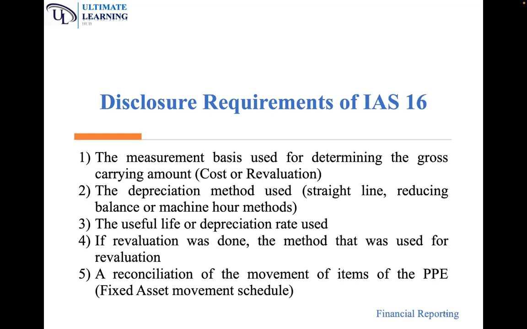Number 4, if revaluation was done, the method that was used for revaluation. How did you revalue the asset? And number 5, a reconciliation of movement of items in the PPE. In other words, the PPE movement schedule. What is the change in the value of PPE? It's shown in the movement schedule.